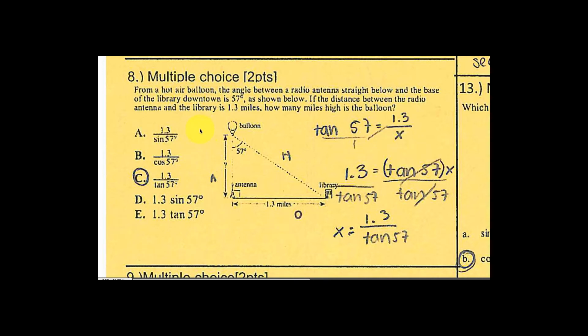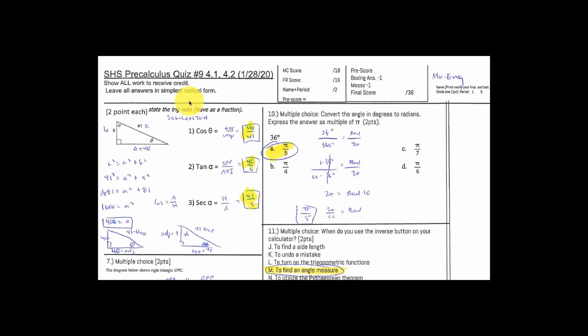And then your only options here, if you take a look at our options, you're trying to solve for x. So they divided by tangent 57, and then they got x equals 1.3 tangent 57. And you realize all these are calculator-ready equations. They got C, and C is the correct answer.